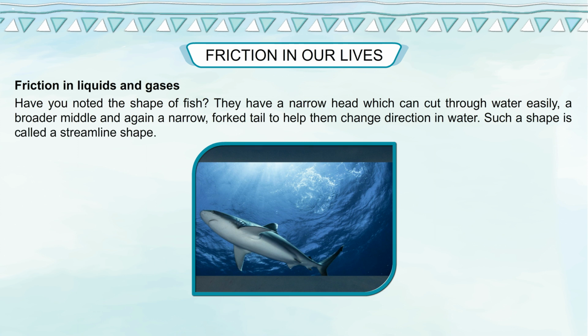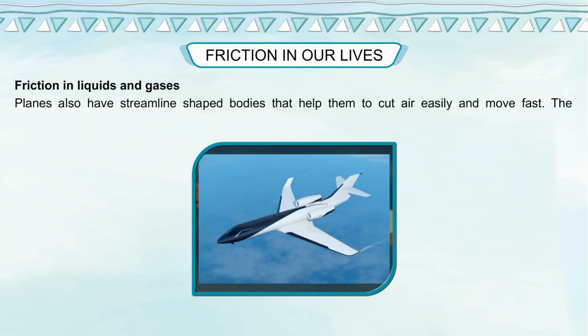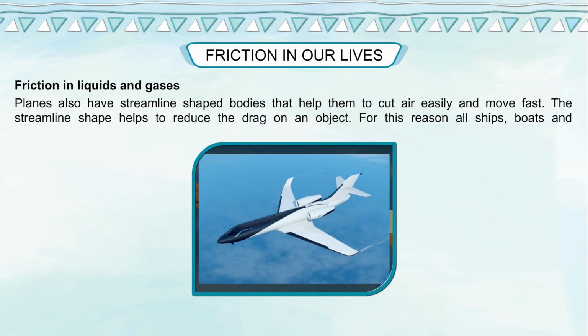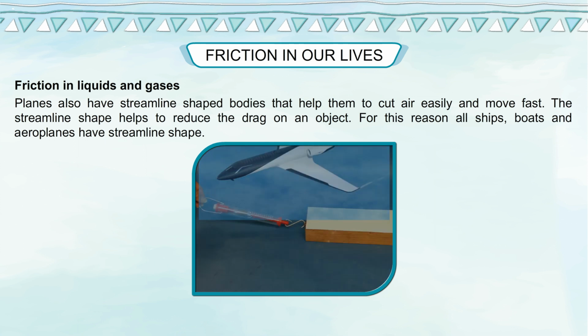Such a shape is called a streamlined shape. Planes also have streamlined shaped bodies that help them to cut air easily and move fast. The streamlined shape helps to reduce the drag on an object. For this reason, all ships, boats and aeroplanes have streamlined shape.